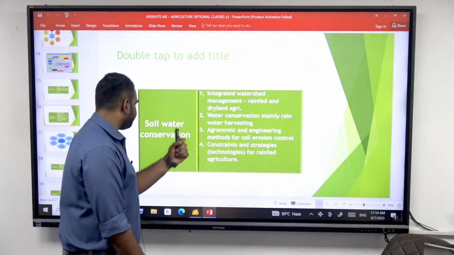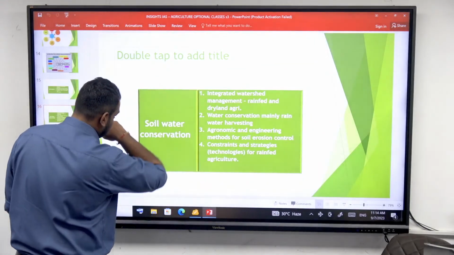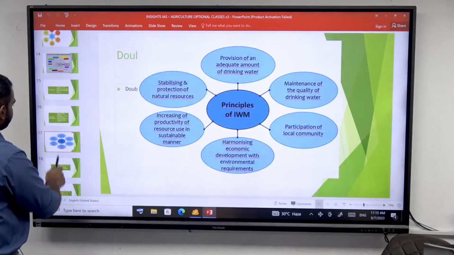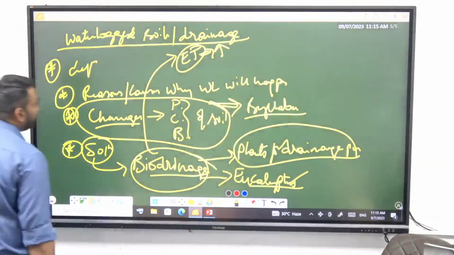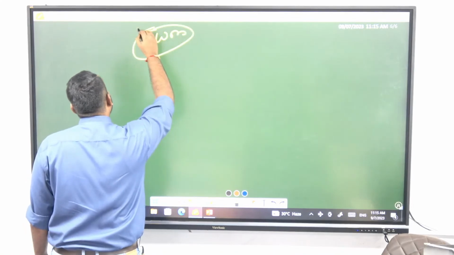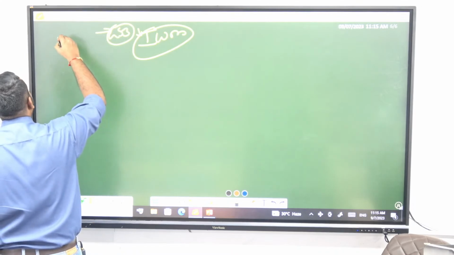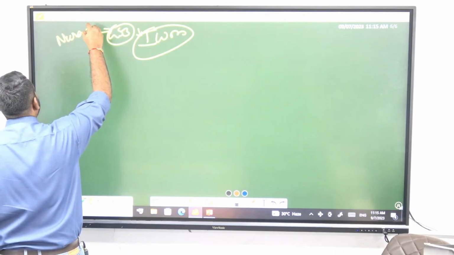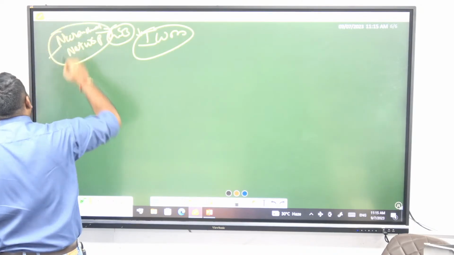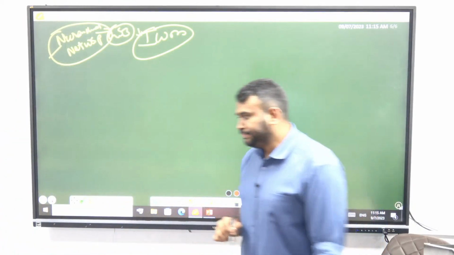Next important topic, soil water conservation. First is integrated watershed management. These are the principles, but first let me explain this concept of integrated watershed management. And again, this is also important for your GS3, right? In 2019 there was this question, Neeranchal National Watershed Project, remember? Even if not, that is very important. So in GS3 also, just try to understand this concept.